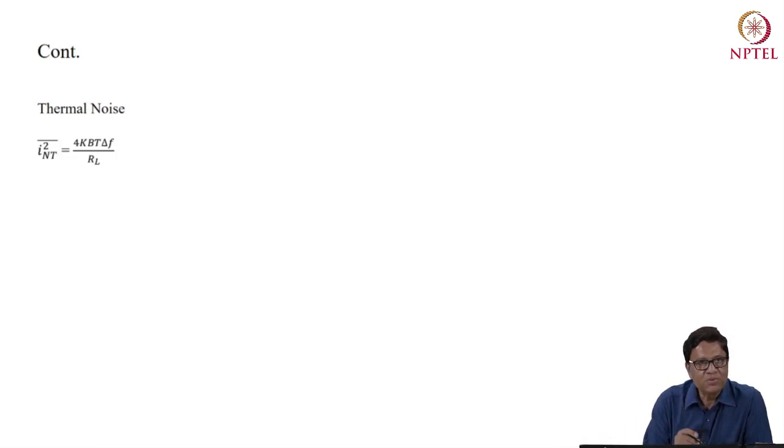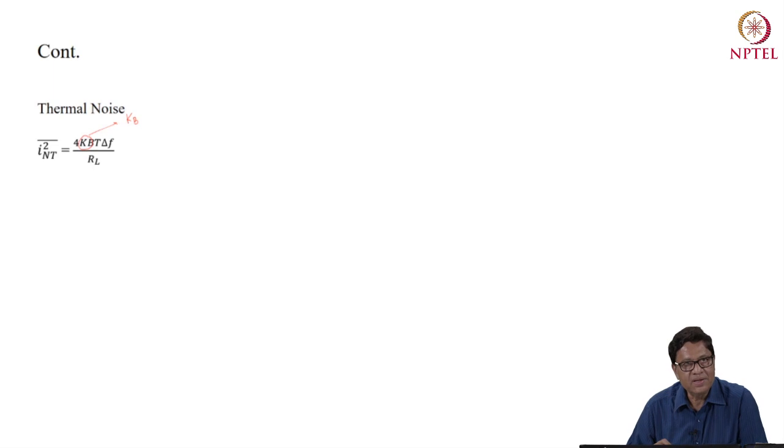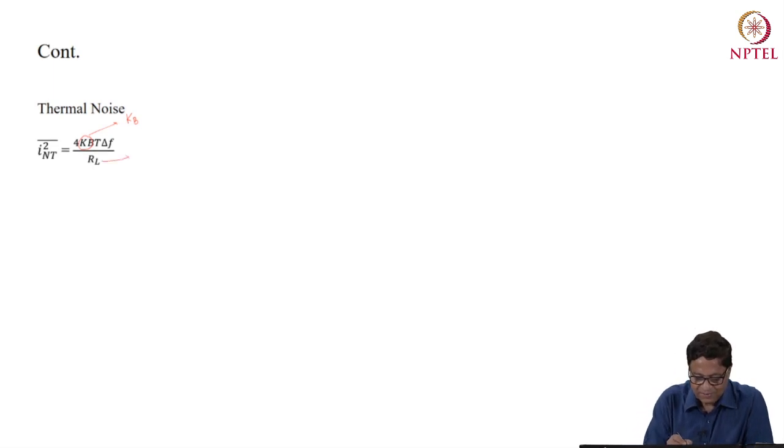So the average value, the mean square thermal noise current, is 4 kB T delta F over RL. kB is the Boltzmann constant, T is the temperature, delta F is the bandwidth, and RL is the load.